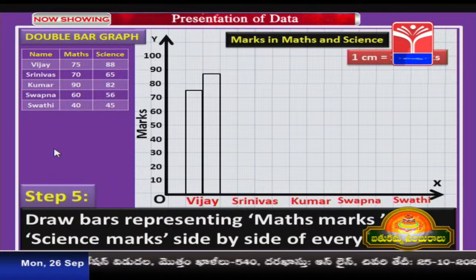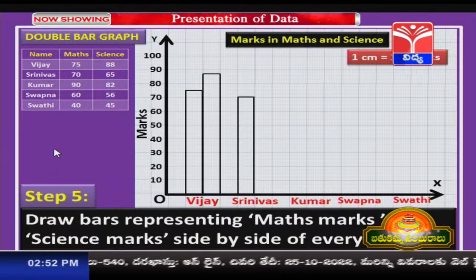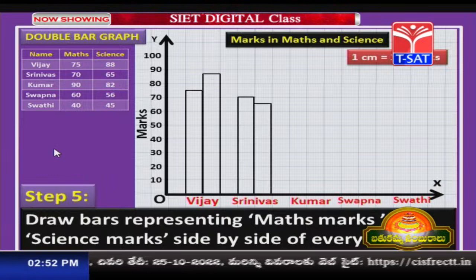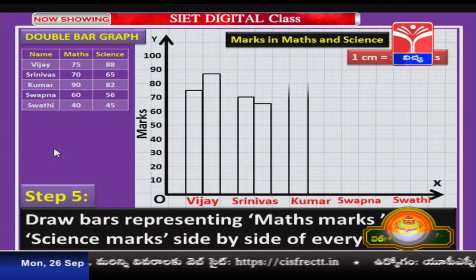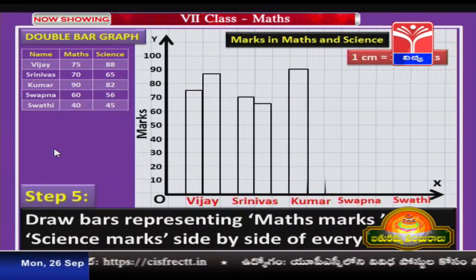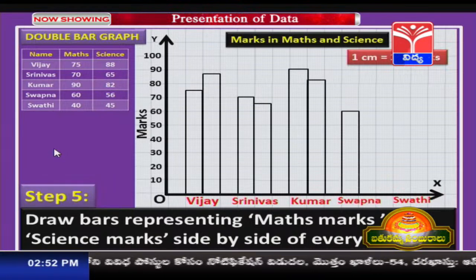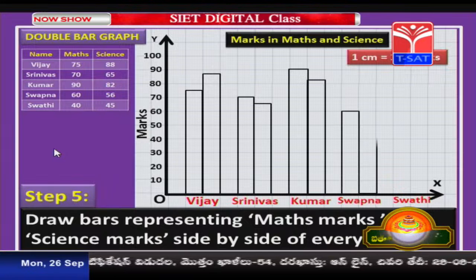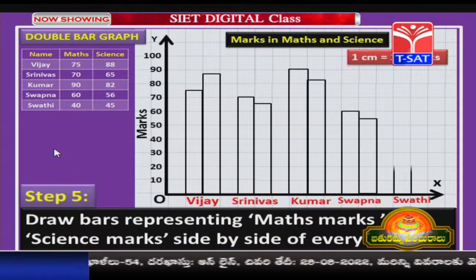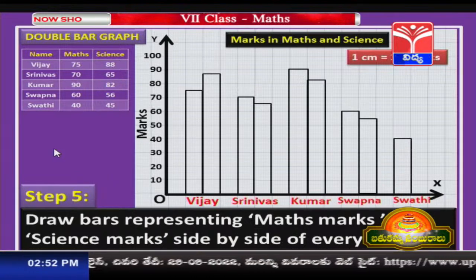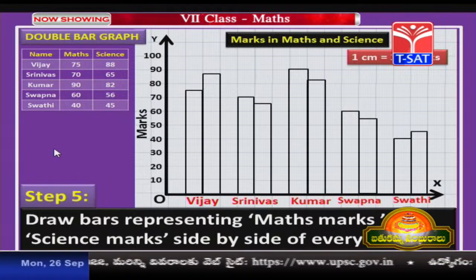Now, let us draw for Srinivas. Mathematics is 70 and science 65. For Kumar, it is 19 in mathematics and 82 in science. Swapna 60 in mathematics and 56 in science. Then Swati 40 in maths and 45 in science.